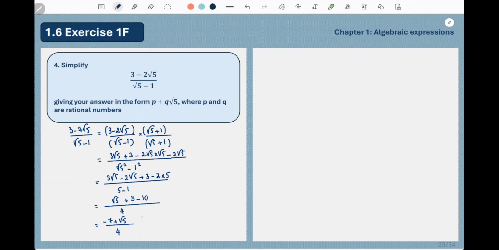And then we can keep it like this, or we can split the fraction. I think it's better to split the fraction because it said to write it in that form over there. So minus 7 over 4 plus square root of 5 over 4. So in this case, if we were to identify P and Q, P is going to be minus 7 over 4 and Q is going to be 1 over 4.